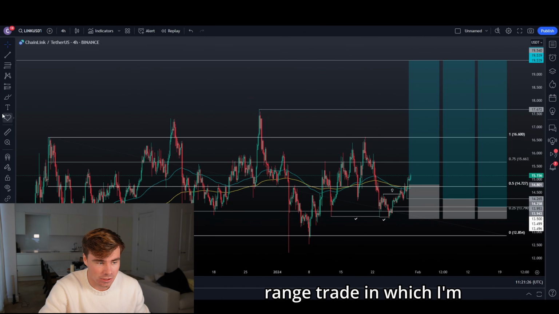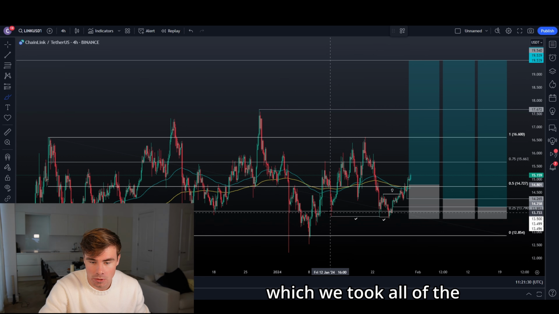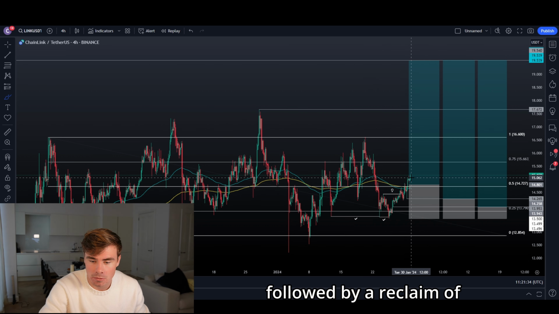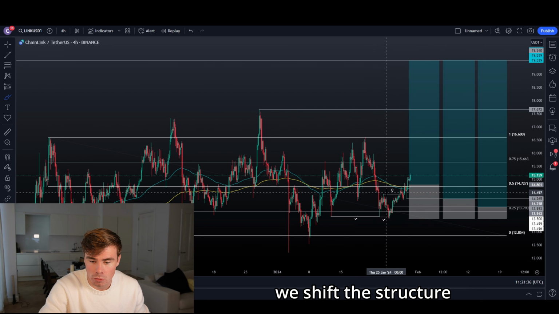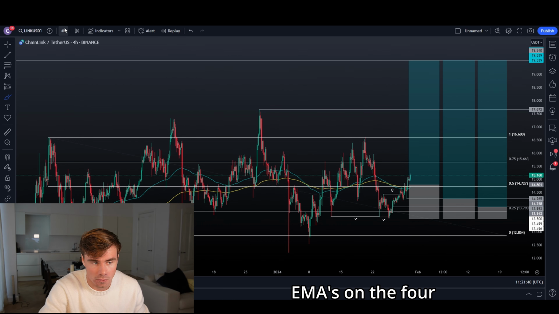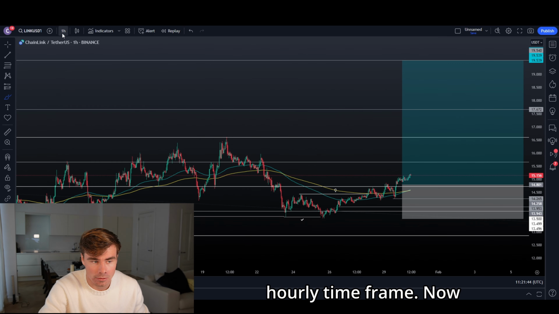Once again, a range trade in which I've been seeing this 3 drive towards the downside, in which we took all of the liquidity that was resting over here, followed by a reclaim of the mid-range. Now also we shift the structure over here on the 4-hourly time frame and have flipped the EMAs on the 4-hourly, on the 2-hourly, and also once again on the 1-hourly time frame.